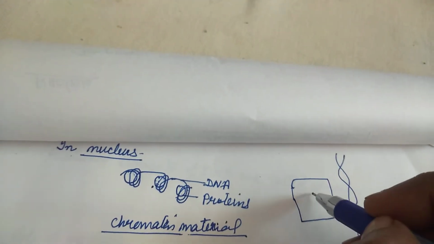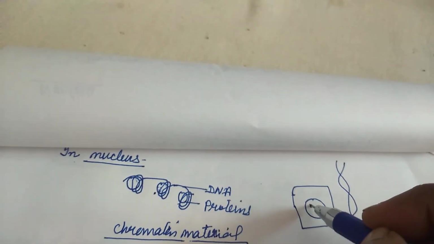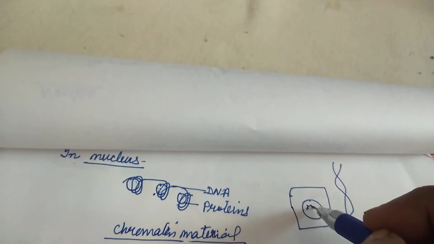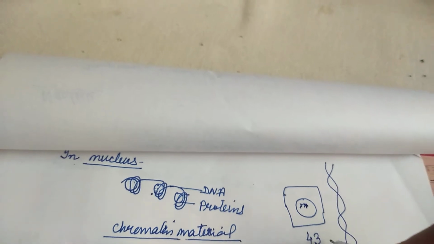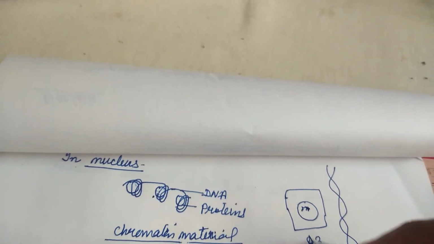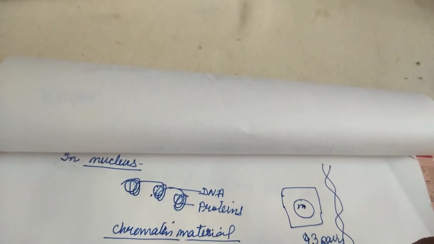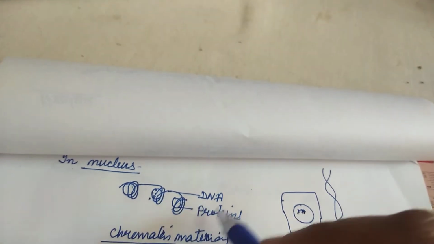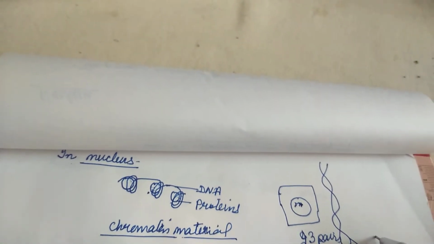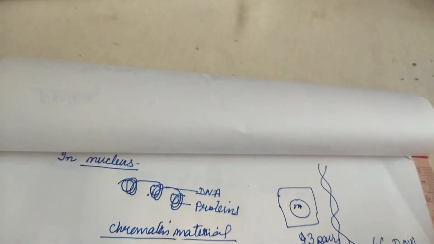So we have, like, this is the center, the nucleus. The number of chromosomes, or chromatin material, we have 23 pairs or 46 in number. So we have a total of 46 DNA. Right? And it is organized the same way.